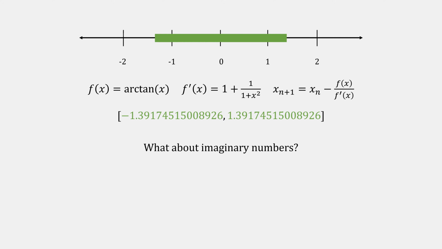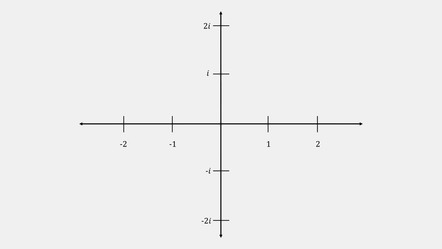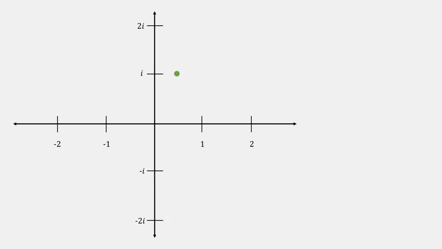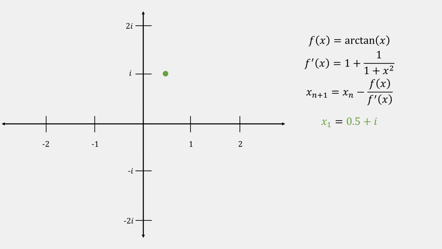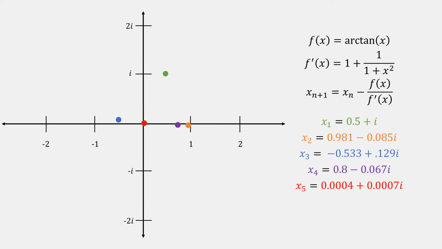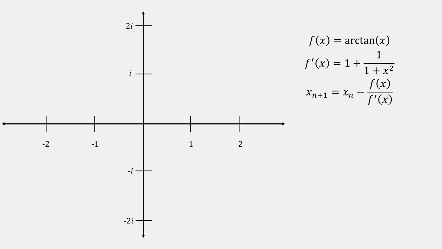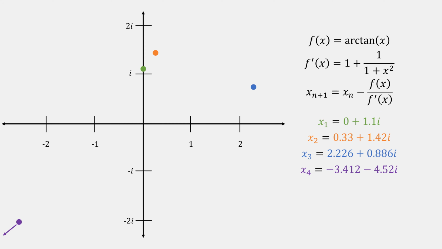But what about imaginary numbers or complex numbers, where i is the square root of negative 1, such as the point 1/2 plus i? We can't use the real number line to represent imaginary numbers, so we use the complex plane. Here, this point is represented where i meets the real part of 1/2. If we start from that point, eventually Newton's method will converge to 0. If we instead start at the point 1.1i, this will cause Newton's method to diverge.